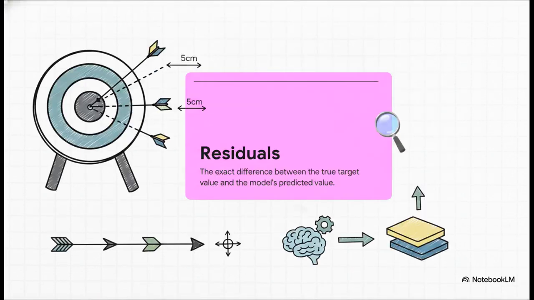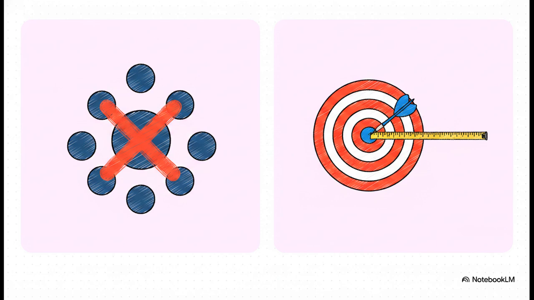So, the crucial concept to grasp here is residuals. A residual is, quite simply, exactly how wrong a prediction is. Instead of just saying our archery shot missed the target entirely, a residual tells us, hey, you missed exactly 5 centimeters to the left. By knowing the precise distance and direction of the miss, our next shot, or in our case, our next algorithm iteration, can be incredibly precise. Notice the massive shift in philosophy here.